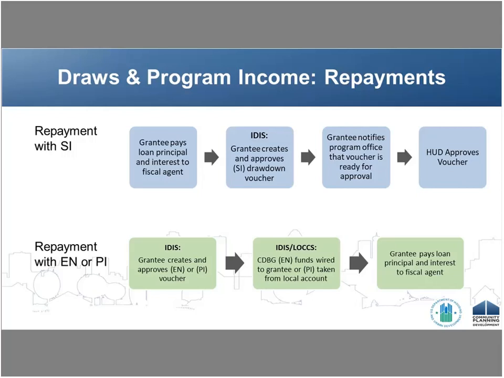If you are repaying with CDBG funds, so EN or PI funds, you have to accomplish this beforehand. You must create the activity and fund it and create and approve the voucher. You will not have a pending HQ approval status on vouchers that are funded with EN or PI funds. And those funds will actually result in a draw of funds that come down from LOCCS. Once you have those funds from LOCCS, you will then wire those funds to the fiscal agent for the payment of debt service.